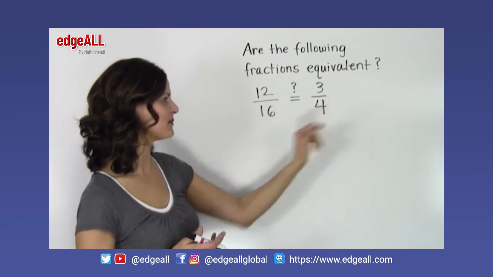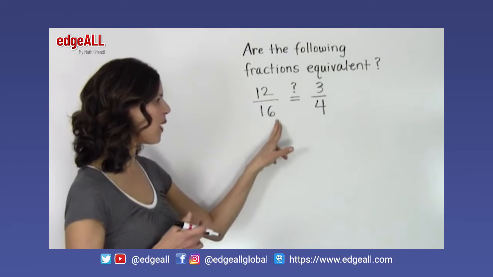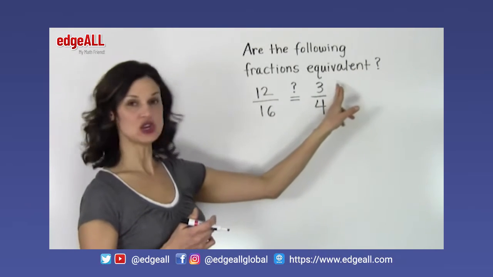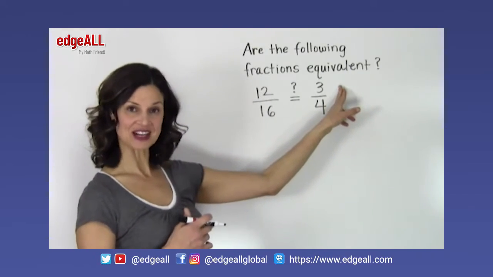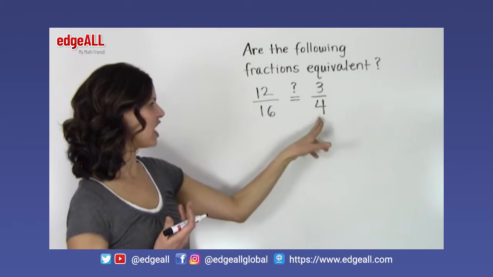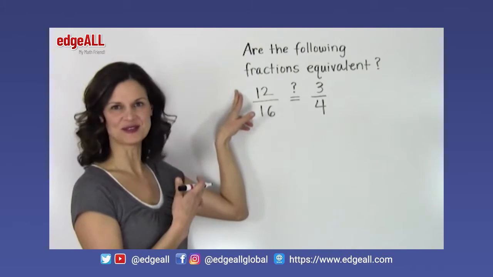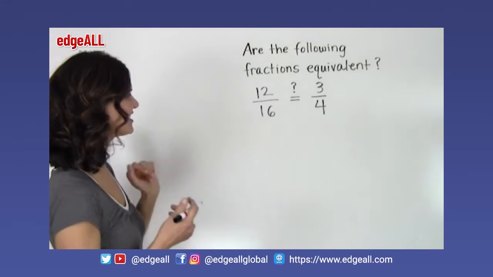cross multiply. And so what you do is you multiply the denominator from one fraction with the numerator from the other fraction. And then similarly, you're going to multiply the denominator of the other fraction with the numerator from the first fraction. So let's get started on doing this.